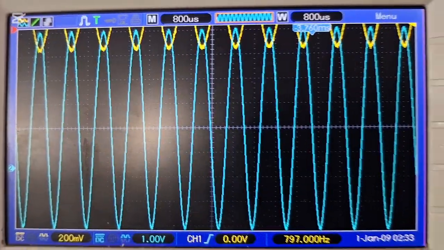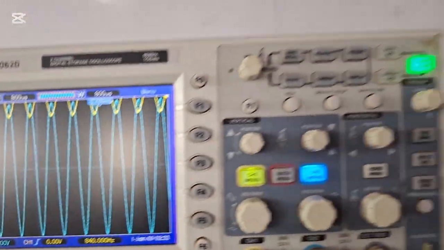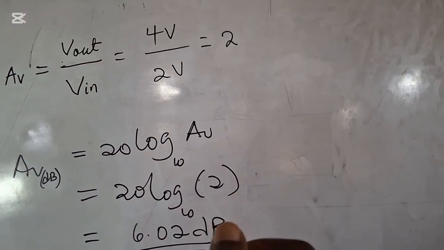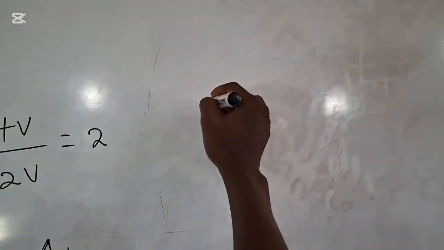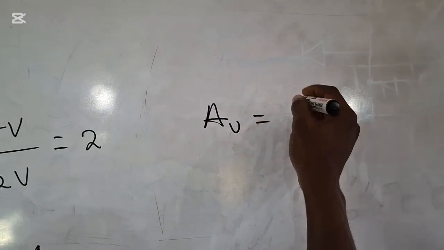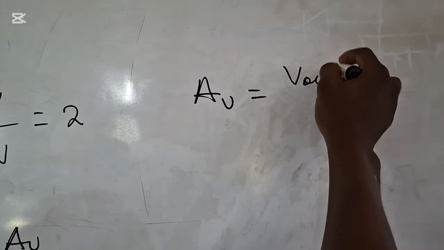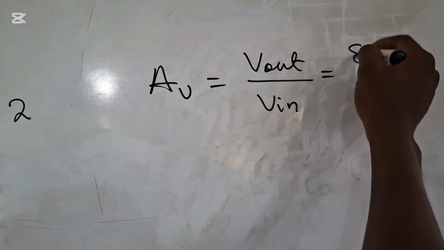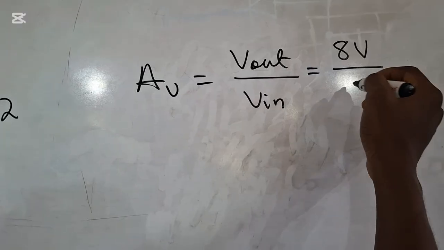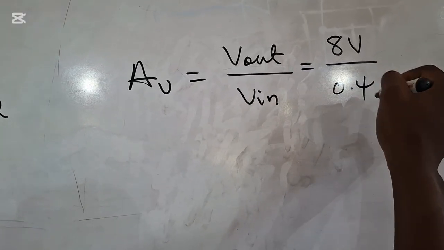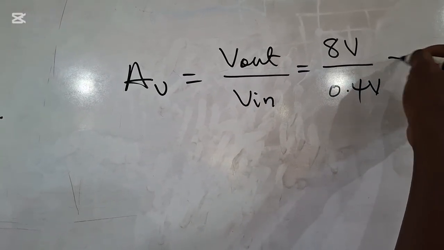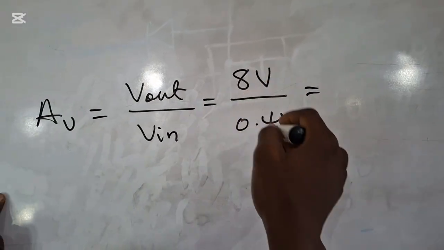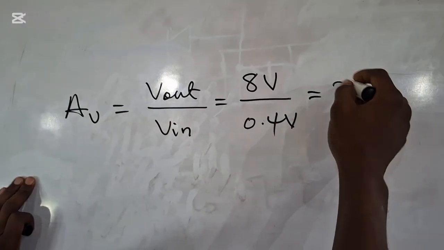And if we want to look at the calculation for comparing the output voltage to the input voltage, then we have the voltage gain, which is equal to V out over V in, and V out is 8 volts and V in is 0.4 volts. This gives us 8 divided by 0.4, which is 20.